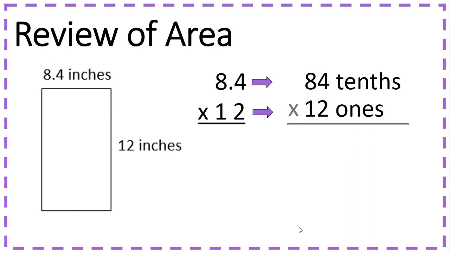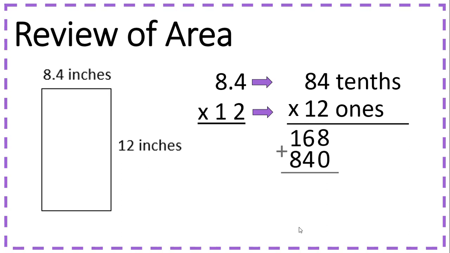Now we can go ahead and multiply the whole numbers. 2 ones times 4 ones is 8 ones. 2 ones times 8 tenths is 16 tenths. Now we're going to multiply 84 by the 1 in the tens place. Because the 1 is in the tens place, we're going to put a 0 in the ones place at the bottom. 1 times 4 is 4, and 1 times 8 is 8.